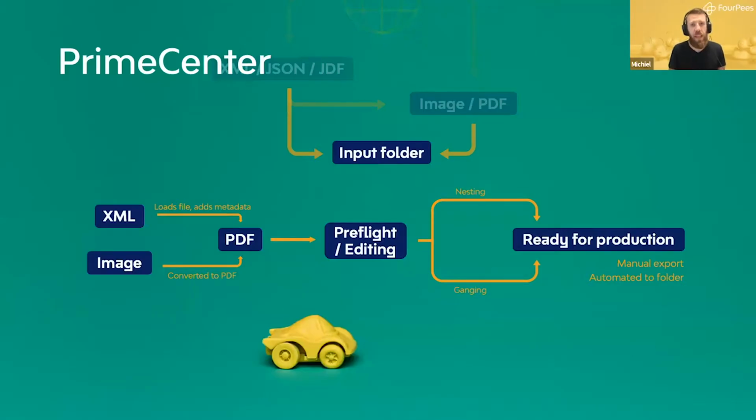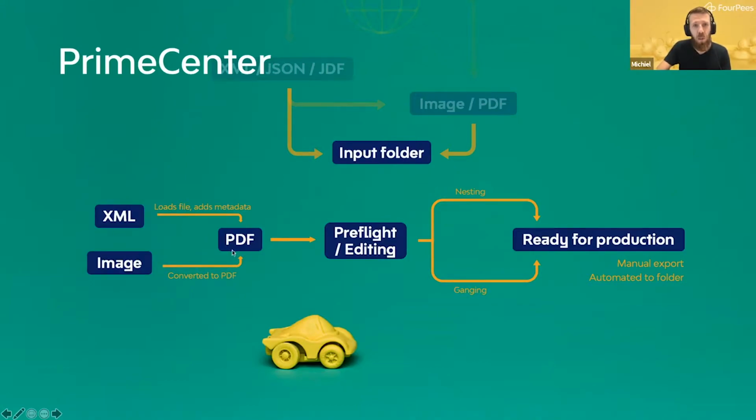And then we have the second tool. Stuff ends up in that input folder. And then we have either the XML file that has the right format for Prime Center, or you have your images, or you already have your PDFs. Now, as stuff comes into Prime Center, there is a pre-flight step that happens while stuff is being imported into an automated version of Prime Center. The files, if they are images, will be converted to PDF by PDF Toolbox technology.